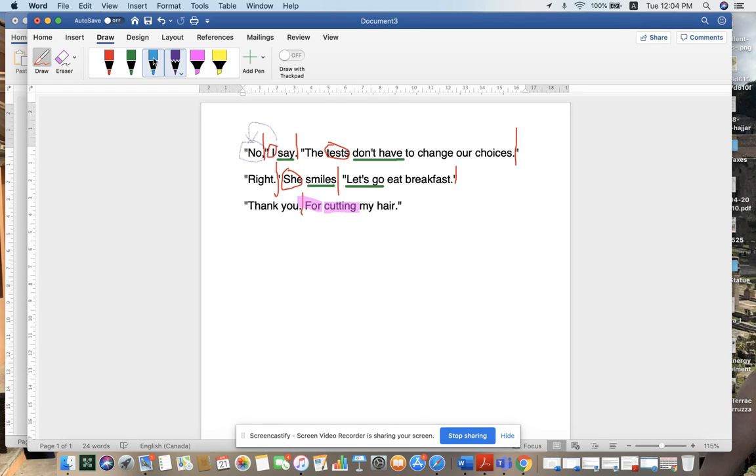Next, the tests don't have. What don't they have? And we have another preposition, to, and change, a verb. Remember from yesterday's challenge, this is known as the object infinitive. It's the object of what the tests don't have to, or don't have. They don't have to change. What don't they have to change? And the direct object of that is choices. Whose choices? Our choices. A possessive.